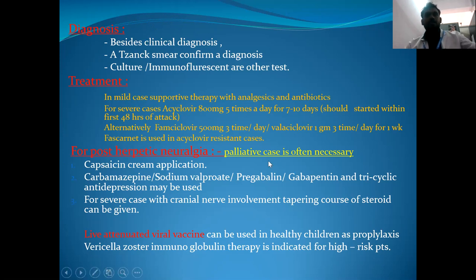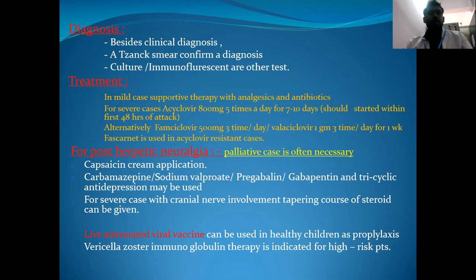For post-herpetic neuralgia, we have multiple treatment options. Palliative care is often all that is necessary here. Capsaicin cream application, which acts as a local irritant, can be given. Apart from that, there are drugs such as gabapentin, pregabalin, sodium valproate or carbamazepine, which can relieve pain in post-herpetic neuralgia. We can also give tricyclic antidepressants such as amitriptyline, which might also help here.